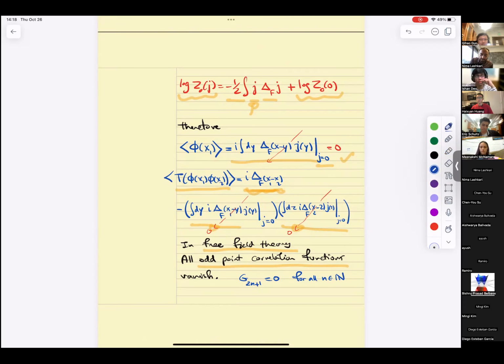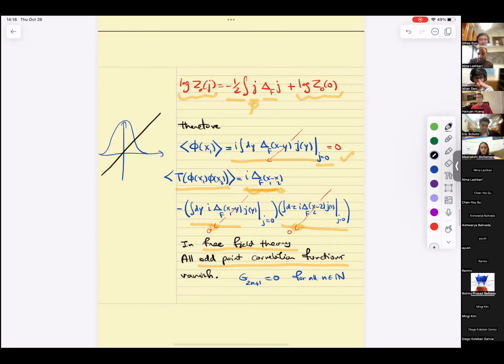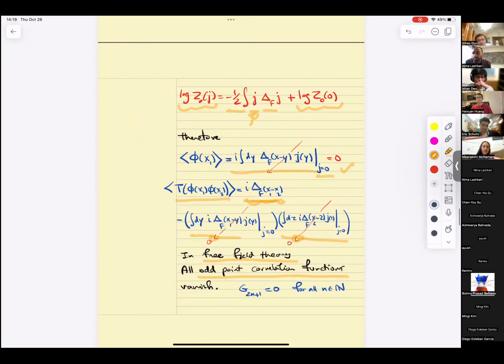It's just a very simple statement, right? If you have something like e to the minus x squared, and your function is x, the expectation value will vanish because the probability is symmetric but your function is asymmetric. This holds for all the odd-point functions, while the even-point functions will be non-zero. Questions?